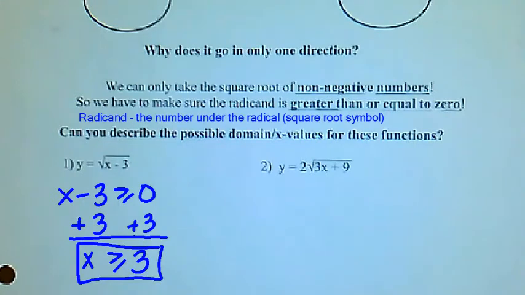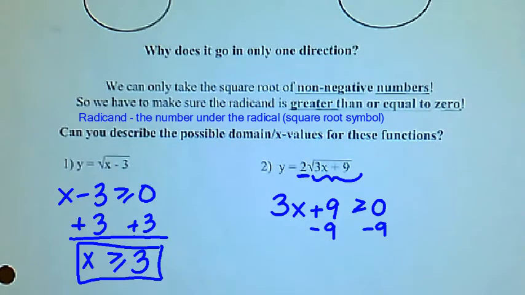Okay, similarly for number 2, again, this doesn't matter. Okay, all we want is that. So we set 3x plus 9 greater than or equal to 0. So I'm going to subtract 9.